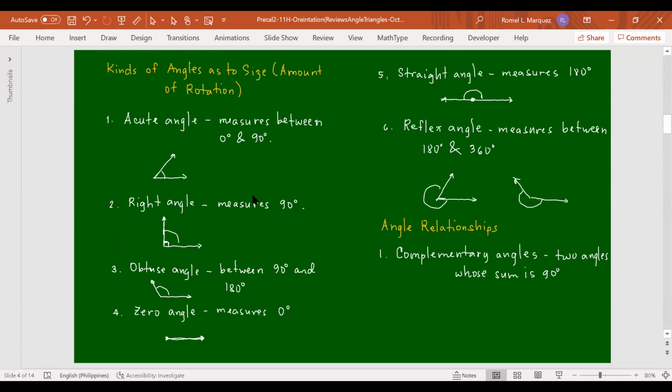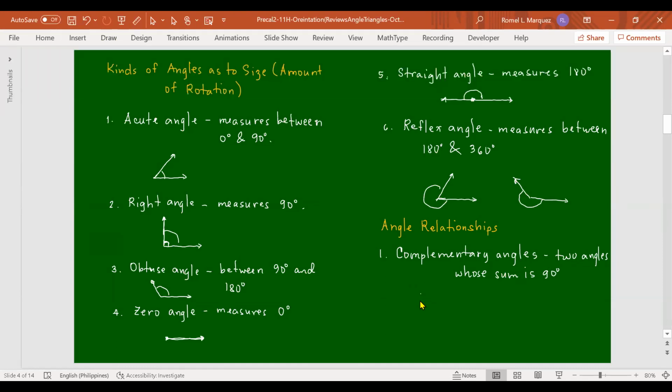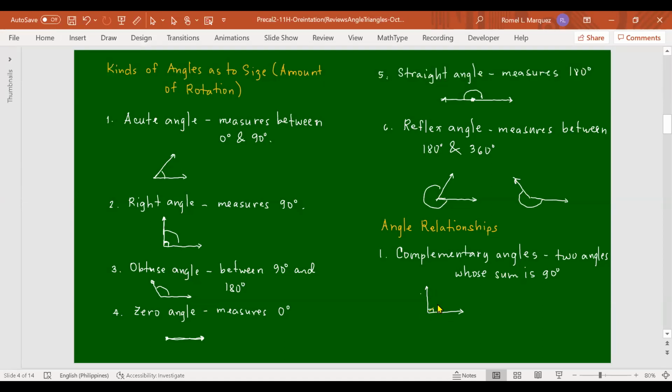And then number 2, what about number 2? By the way, if I have, let's say, this angle, and you divide it into 2 parts. So let's say this is 90, and you divide it into 2 parts. So we form what we call complementary angles.